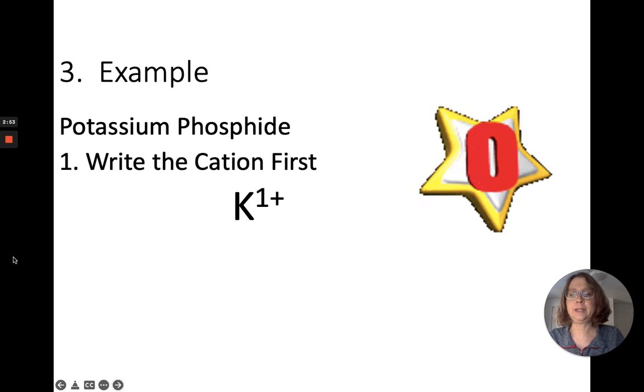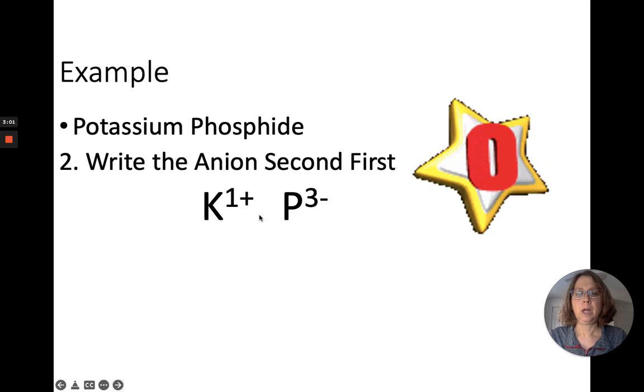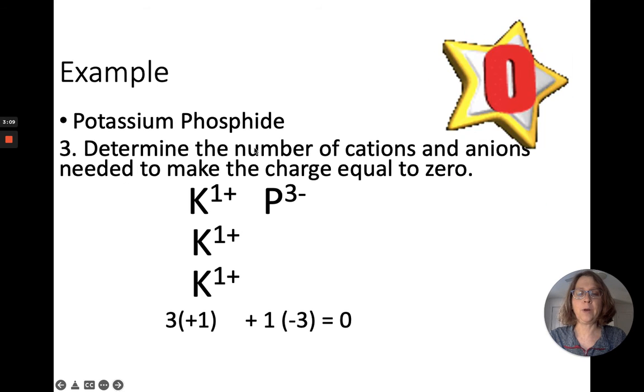All right, so the example here is potassium phosphide. So we'll just follow the directions. We're going to write the cation first. Potassium's a 1+. We'll write the anion second. Phosphorus will form a 3- based on its position on the periodic table. Now, if we are going to have the charges equal 0, then we have to have 3 potassiums to form +3 for every 1 phosphorus. In other words, each one of these potassiums loses an electron. Phosphorus needs 3 and so gains from these 3.